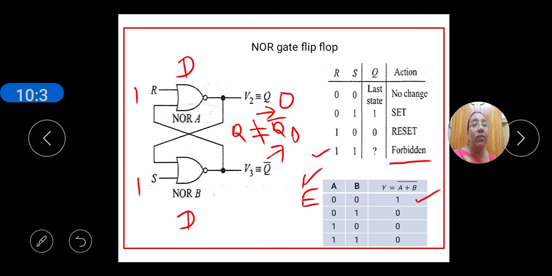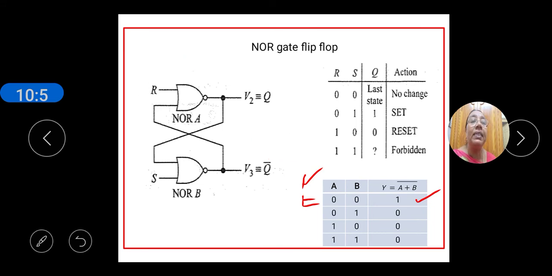So in RS flip-flop, when R is 0, S is 0, the flip-flop remains in the last state. There is no change in the output of the flip-flop. When R is equal to 0 and S is equal to 1, the output of the flip-flop Q is equal to 1. We say that the flip-flop is set. When R is equal to 1 and S is equal to 0, Q is equal to 0, we say that the flip-flop is reset. When R is equal to 1, S is equal to 1, Q tends to be equal to Q bar, but that is not allowed, so it is a forbidden state.